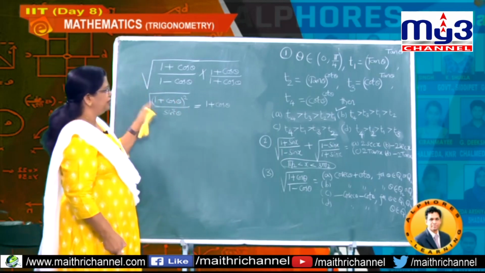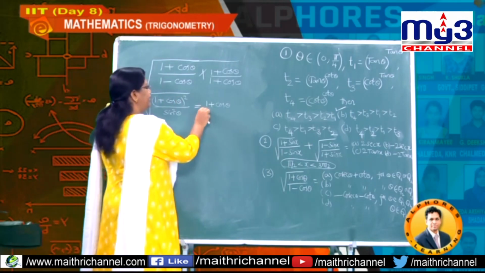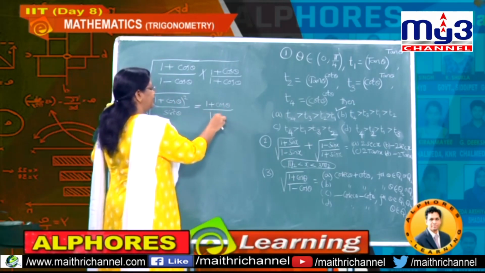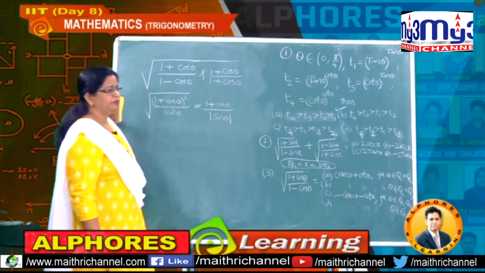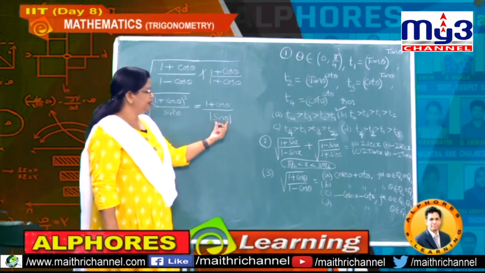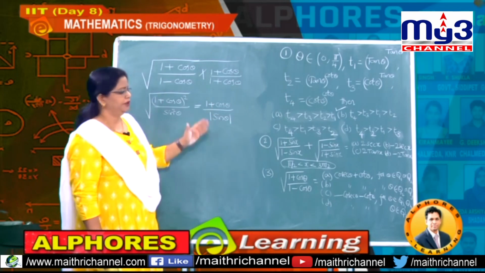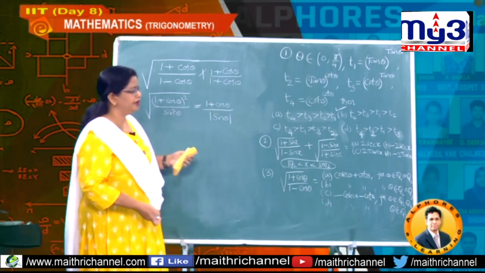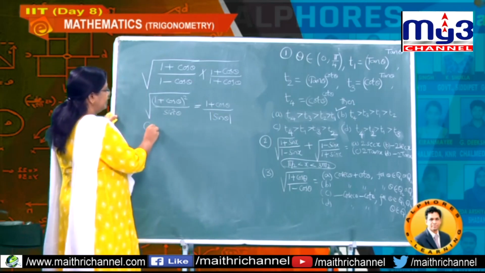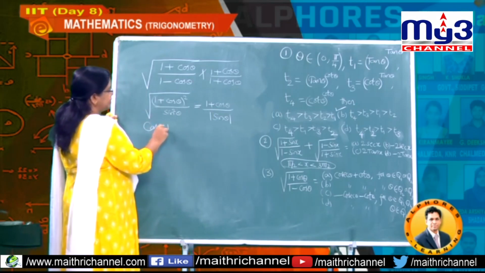Now what about the denominator? Here this is mod sine. Understand? Mod sine. Now for this mod sine, where is sine positive? In the first quadrant and second quadrant. Therefore we write case 1. Understand what is case 1?